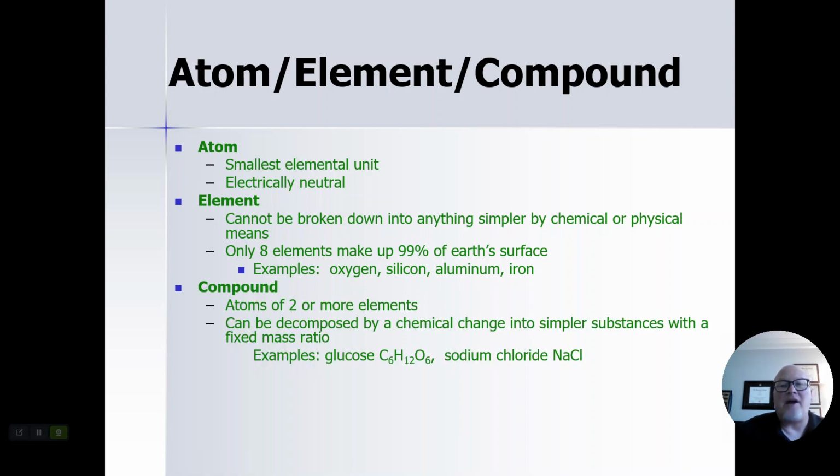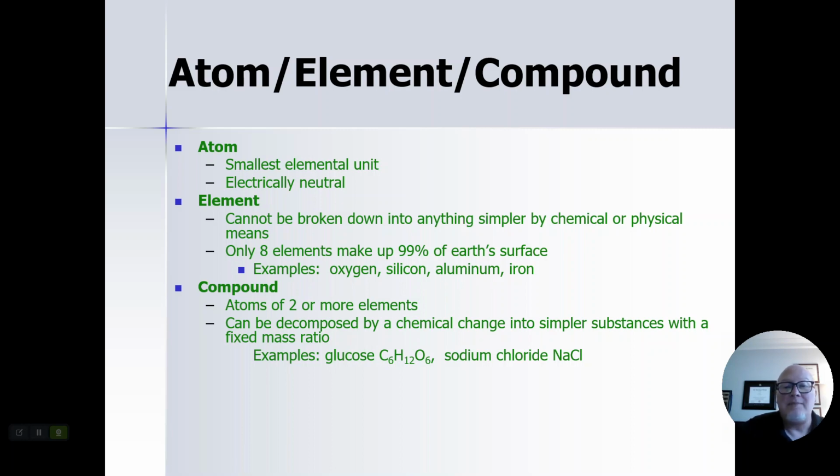Now, what is a compound? A compound is atoms of 2 or more elements. Now, it doesn't necessarily even have to be 2 different elements. It could be 2 atoms of the same element making a compound. That would be a diatomic molecule. This can be taken apart by chemical means, into its simpler substances.